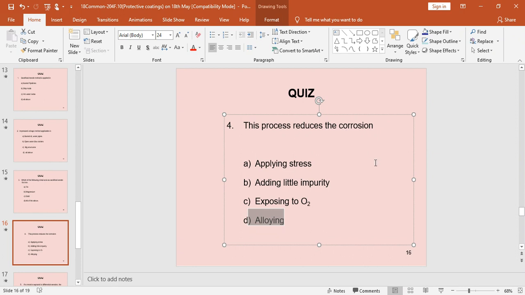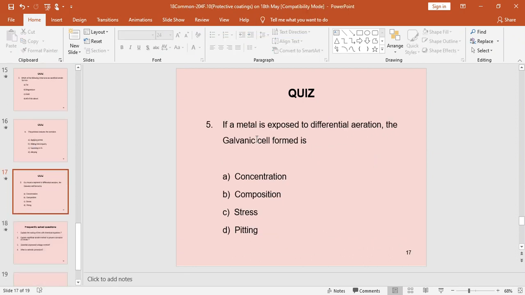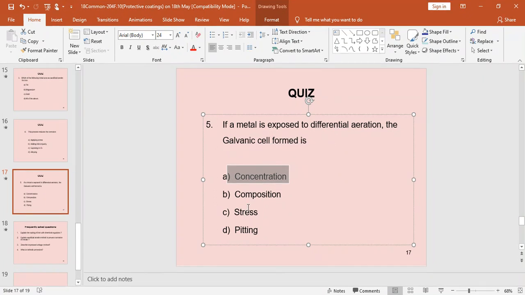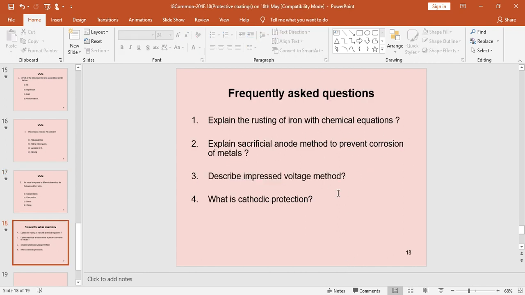So this is the fourth question. Fifth question, see here. If a metal is exposed to different aeration, the galvanic cell formed is a concentration cell, composition cell, or stress cell. Which is the correct answer? Different aeration means it is a concentration cell, right? Our answer is concentration cell. Composition cell means different types of metals, like iron and zinc. Stress cell means the same metal with a different stress property. So different aeration forms a concentration cell.